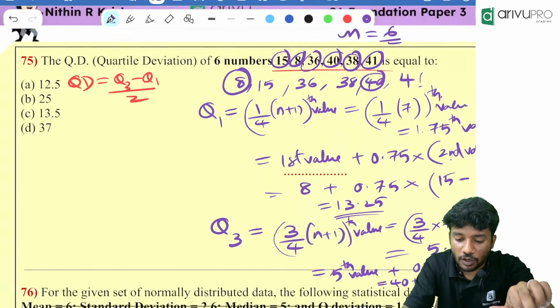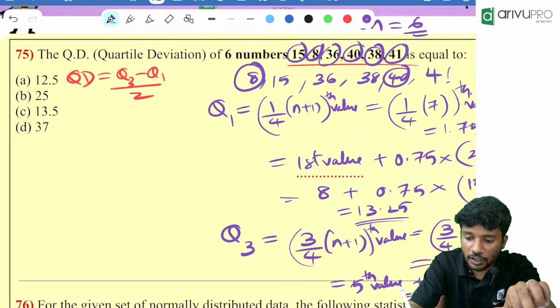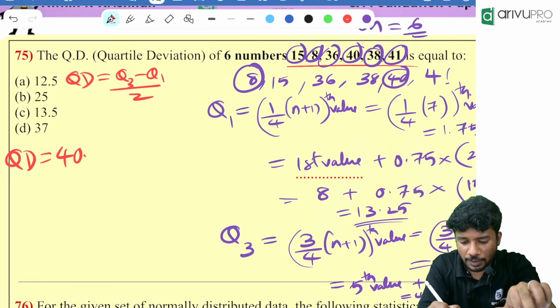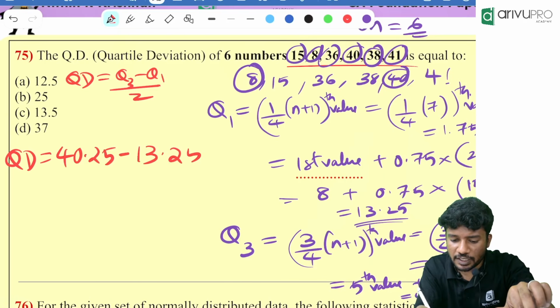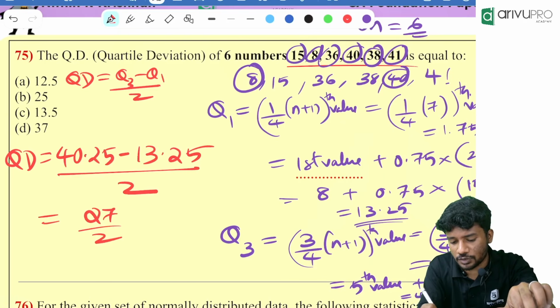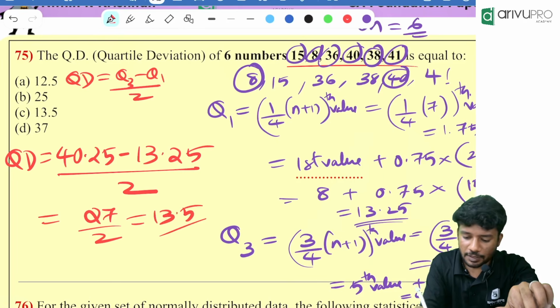Then how much is the quartile deviation, people? Quartile deviation is nothing but Q3, which is 40.25, minus 13.25, divided by 2. That equals 27 by 2. The answer is 13.5.